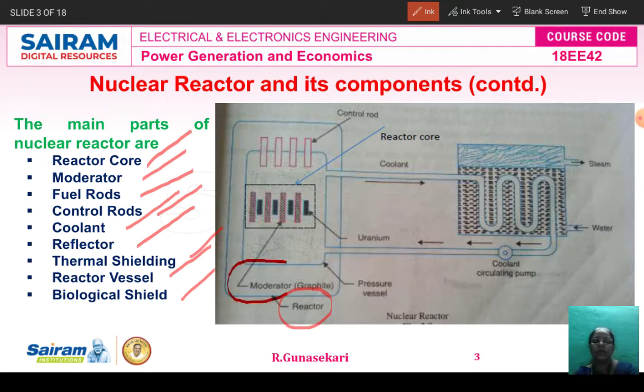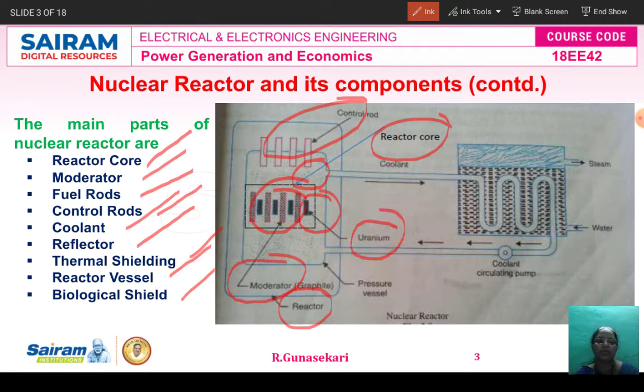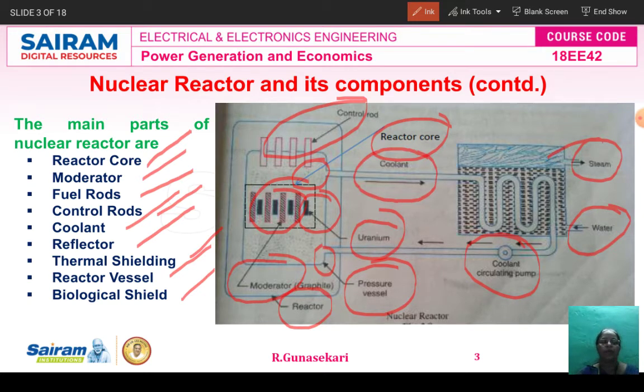This is the moderator. So this is the reactor core. This is the control rod. The vertical black rectangle is nothing but the uranium. The outer side portion is the pressure vessel. This is the coolant circulating pump. This is the water inlet. This is the steam outlet. This is the way for coolant. So this is the reactor.